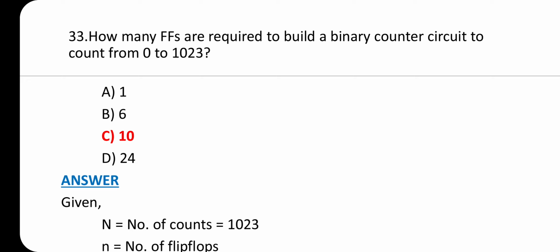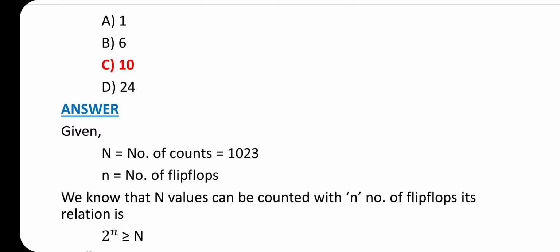Question number 33. How many flip-flops are required to build a binary counter circuit to count from 0 to 1023? Sequential circuits produce output based on the current input and previous output. Here is the flip-flop. Given: the number of counts equal to 1024, and small n is the number of flip-flops. A counter is a sequential logic circuit that has a clock input signal and a group of output signals. It represents an integer count value.